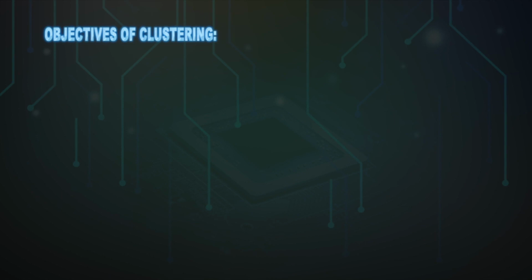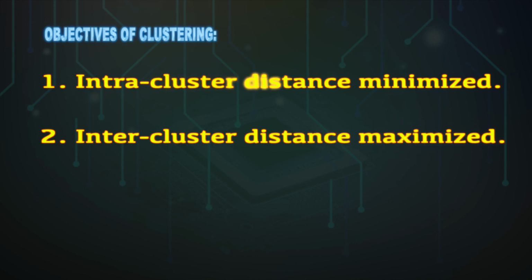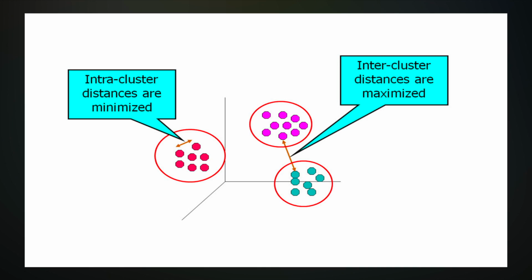Let us see the objectives of clustering. The first objective is to minimize the intra-cluster distance, that is, the distance between the objects within a cluster. The second objective is to maximize the inter-cluster distance, that is, the distance between objects in one cluster and another cluster. In this diagram, you can see three circles having different colors of dots.